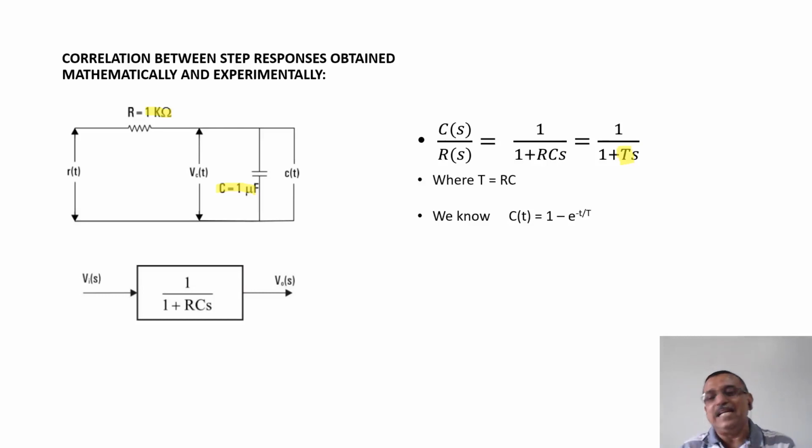So we needn't derive the response. We needn't find C(s) is G(s) into R(s), then inverse. Even in the form 1 by 1 plus Ts, the response is 1 minus e power minus t by tau, or here I have written it as capital T. And what is capital T? It is 1 millisecond. So what does that mean? When you know the time constant is 1 millisecond, then you know many things about the system. You know that the system will reach steady state in 5 milliseconds. So knowing the time constant is very important in real life also.